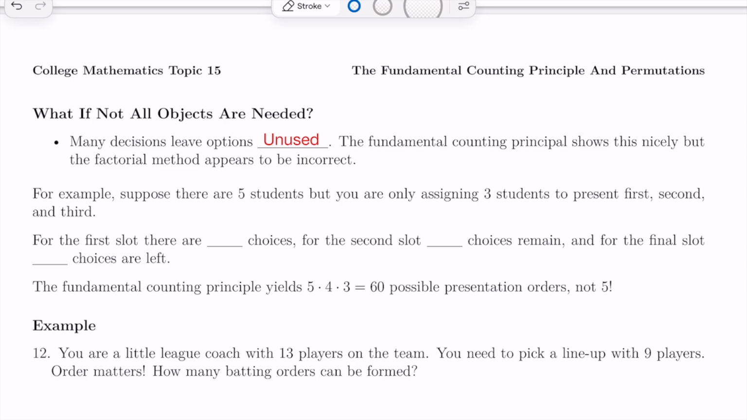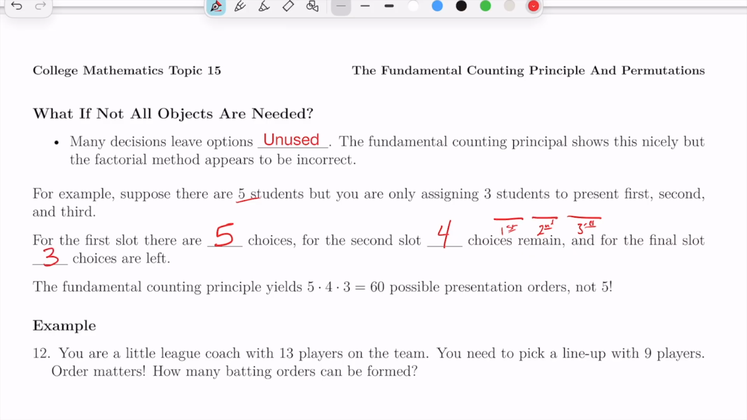Suppose there are 5 students, but you're only assigning 3 to do presentations. So when you have those 3 slots, maybe first, second, and third, you have 5 different choices for the first person to go. So for the first slot, there's 5 choices. And then for the second slot, you have 4 choices, because whoever went first, they're not going to go next, right? And then once you pick whoever goes second, now you only have 3 choices left. So what we really are looking at is 5 times 4 times 3.